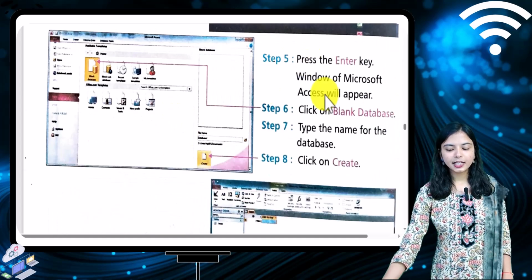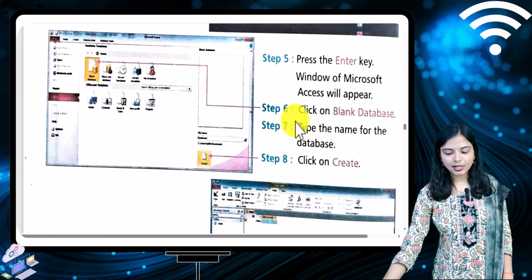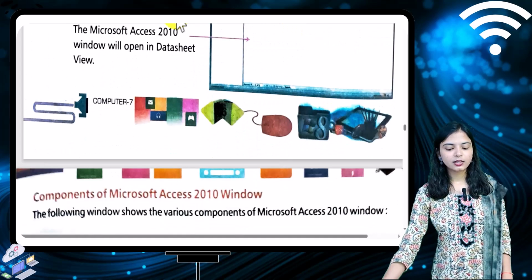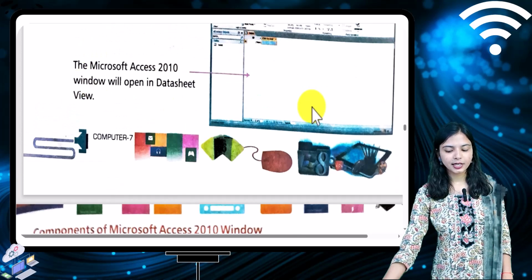Okay, press the enter key. The Microsoft Access window will appear. Click on the blank database. Type the name of the database and click on create. Okay, students, the Microsoft Access 2010 window will appear in the datasheet view.